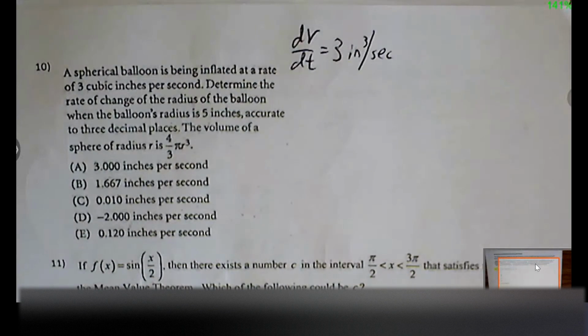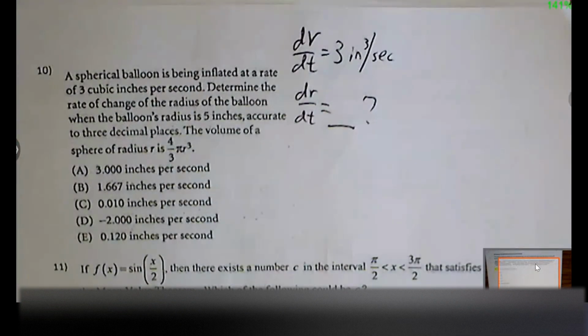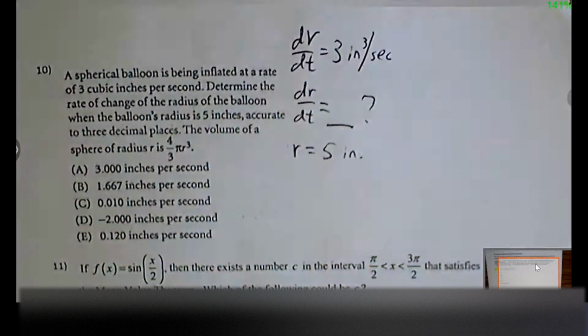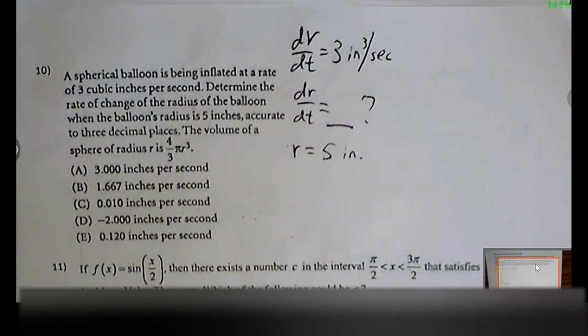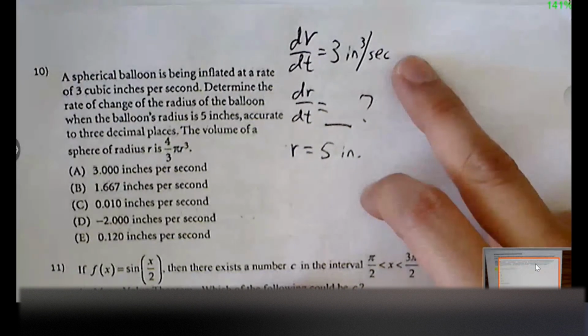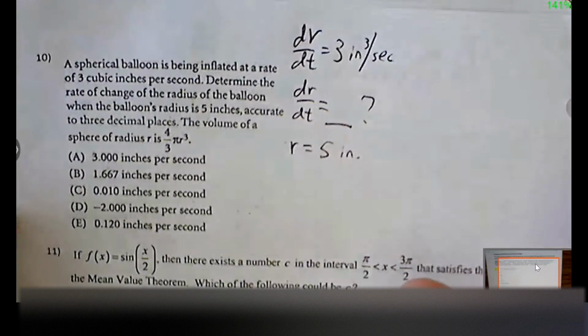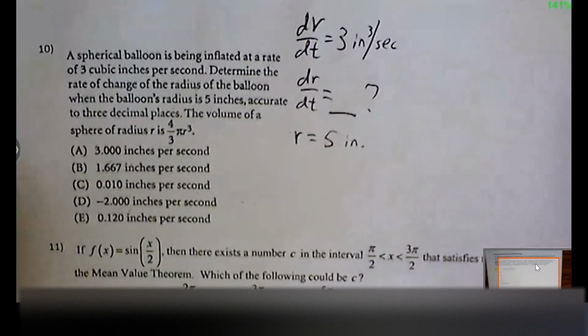Determine the rate of change of the radius of the balloon. That's dr/dt, when the balloon's radius is 5 inches. Okay, we have 2 pieces of information. We have a missing variable that we're looking for, and we have our volume formula for a sphere, which is 4/3 pi r cubed.